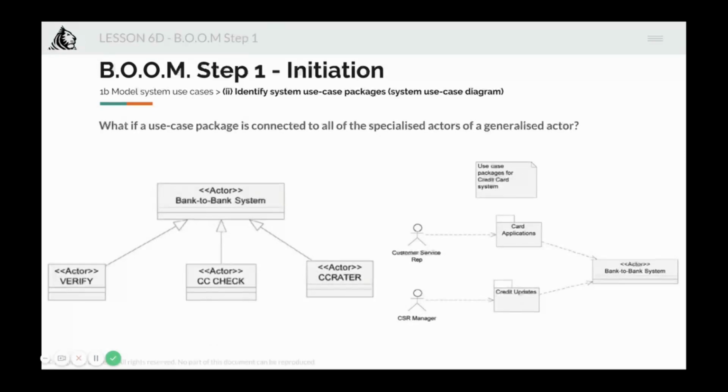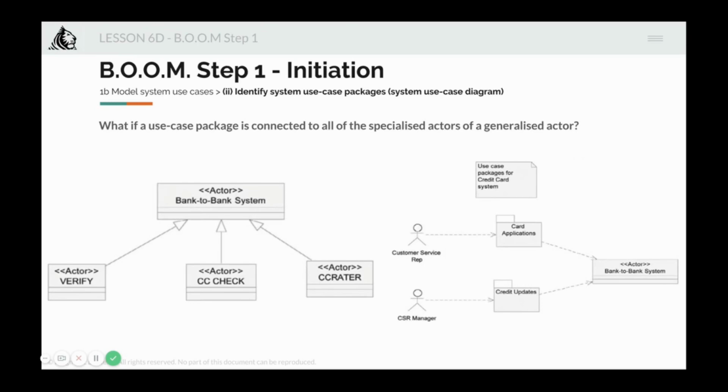So there's a scenario that I just want to address. What if a use case package is connected to all of the specialized actors of a generalized actor, right? Then connect the package to the generalized actor. So what is a generalized actor in this case? Bank to bank system is the generalized actor, which has verify, CC check, and C creator. I'm sorry for the spelling mistake. These are the specialized actors, right? So connect the package to the generalized actor.